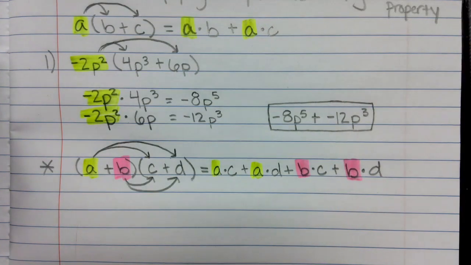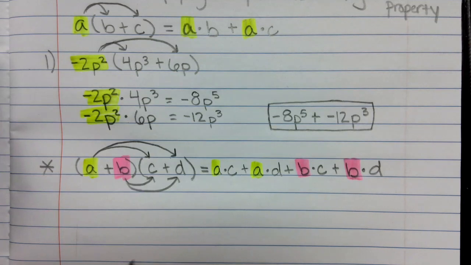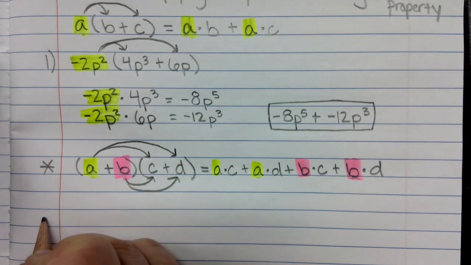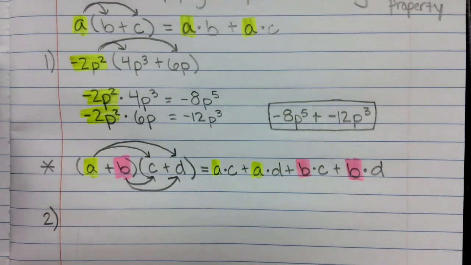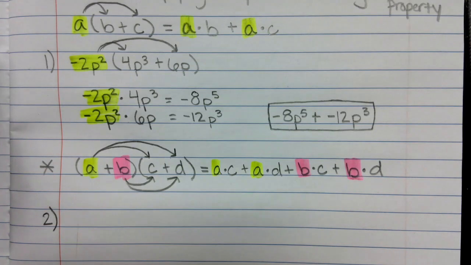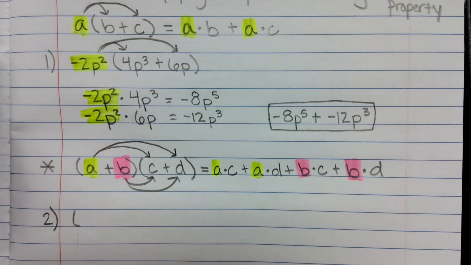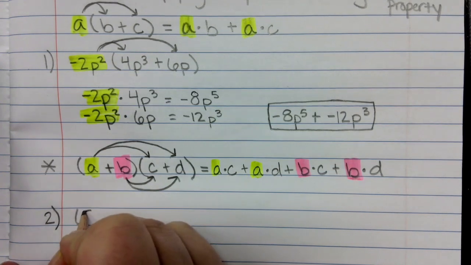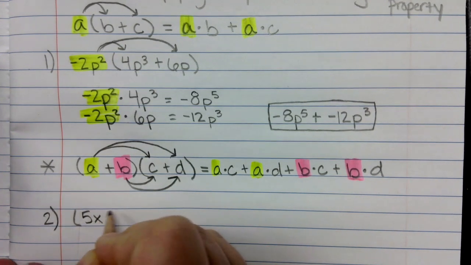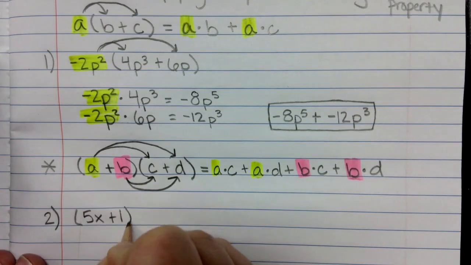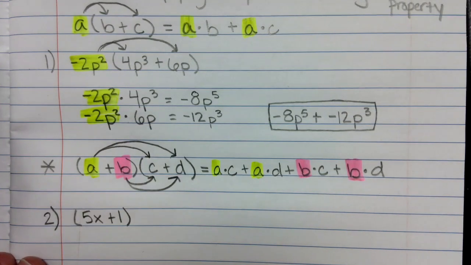Alright, so number 2. This one we're going to do a binomial times a binomial. And it's very similar to how we just wrote that one out. I'm going to show my work a little bit more vertically because that's generally how it works in Schoology to do it better. So we're going to do 5x plus 1 times the quantity of 3x plus 6.